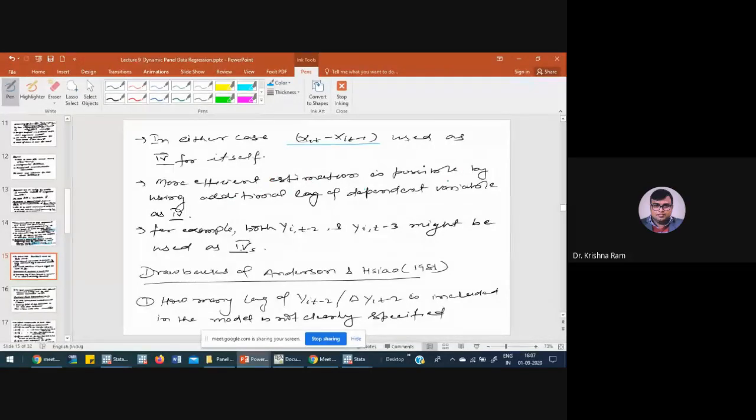And further it says a more efficient estimation is possible by using additional lags of the dependent variable as an instrument. So when you use more instruments, we get more efficient estimates of the parameter as compared to using fewer instruments. So these are the suggestions from this paper.